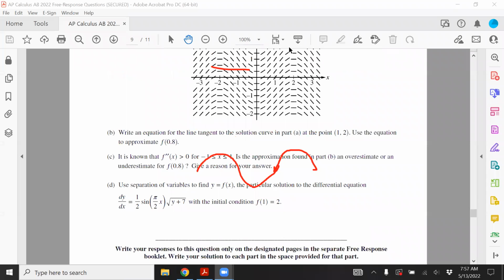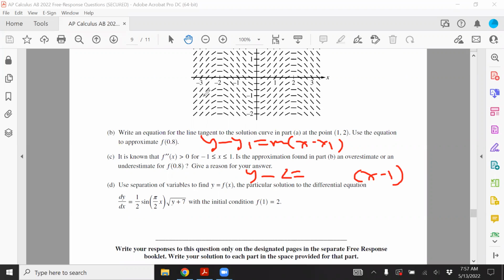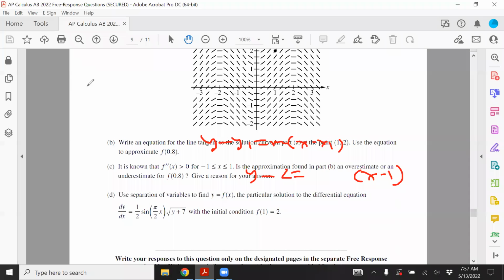For part B, write the equation of the tangent. Very typical question. So remember, tangent lines, do point slope form, makes it easy. And obviously doing it at (1, 2). So it's y minus 2 equals m times x minus 1. Now finding the slope is going to be the derivative, right? And you do have dy over dx. That's going to be your slope, right? And we have to evaluate this at (1, 2).